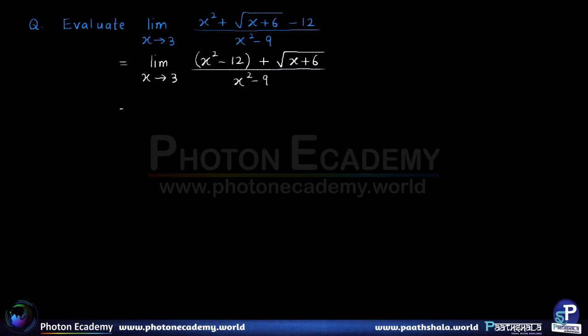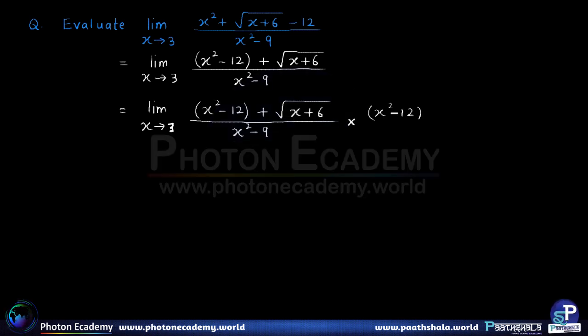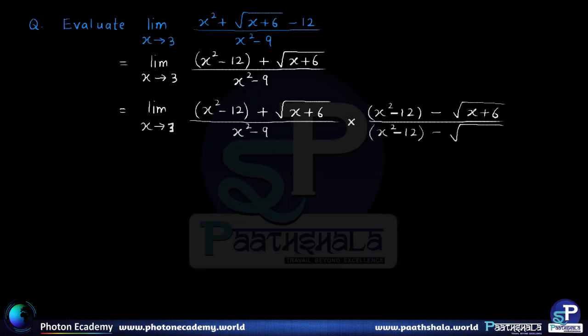Right? Now that is further equal to limit x tends to 3. Now we have to multiply and divide by the conjugate of numerator. In the denominator we have x square minus 9 into. Now if you see the conjugate of numerator, it is nothing but x square minus 12 minus root of x plus 6 whole upon x square minus 12 minus root of x plus 6.